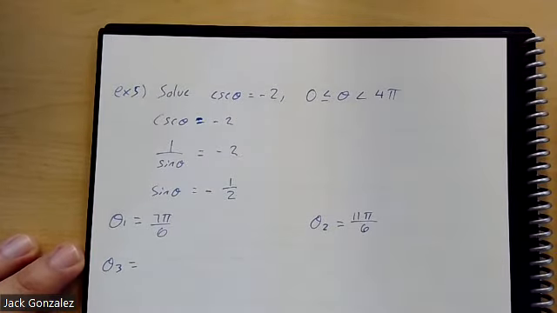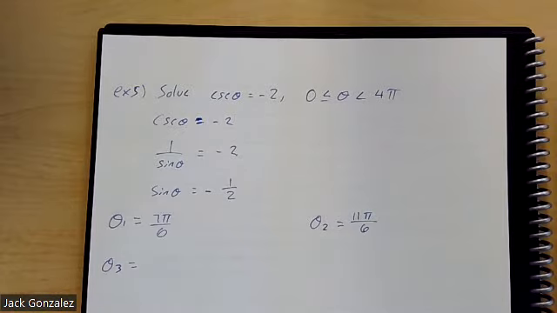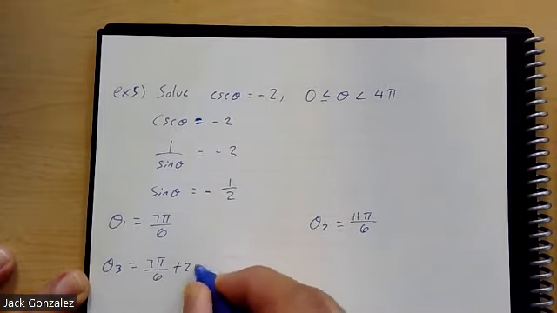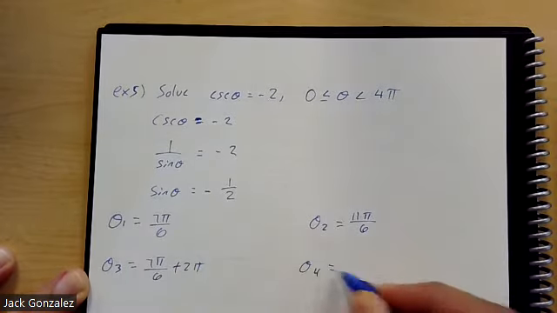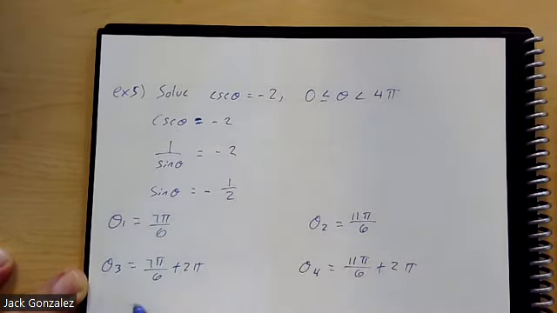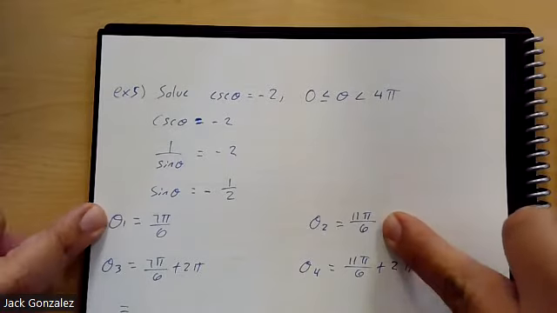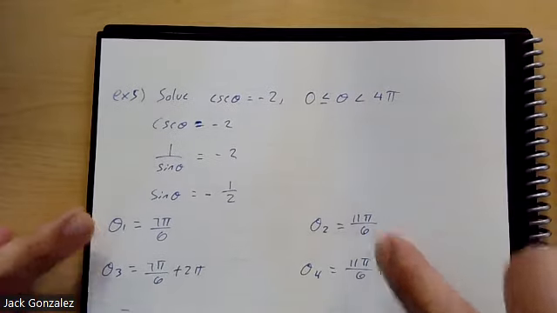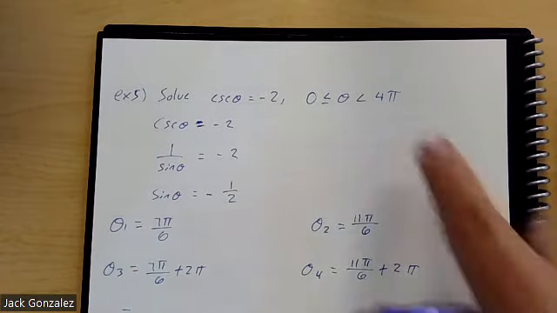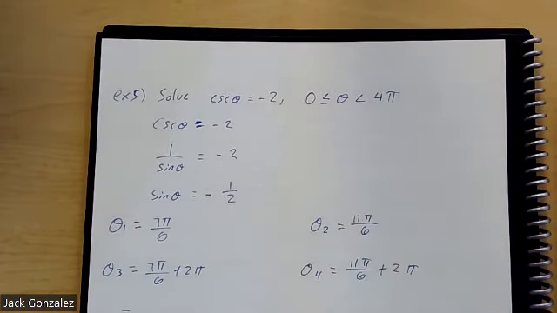So all we have to do is add 2 pi, and you'll get the second set. Plus 2 pi, plus 2 pi. Does that make sense? So these first two are from 0 to 2 pi. These are from 2 pi to 4 pi. So we add one more revolution to compensate for this 4. So if it was a 6 pi, you would do it one more time.